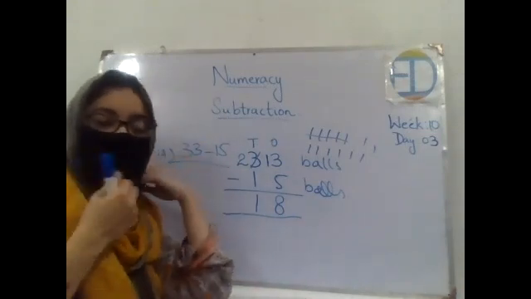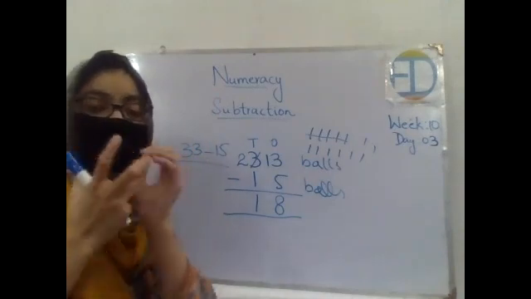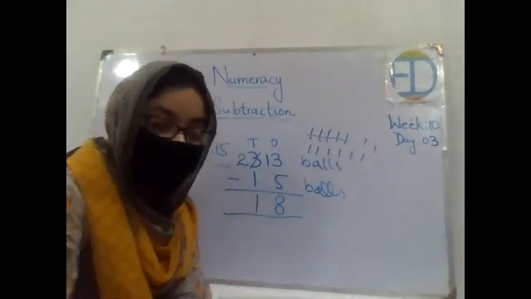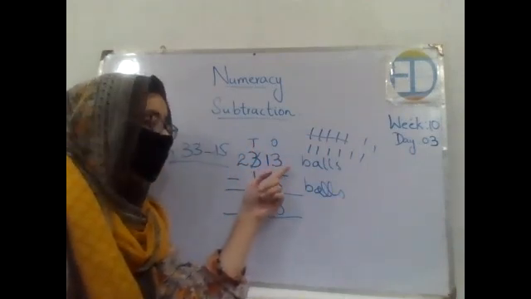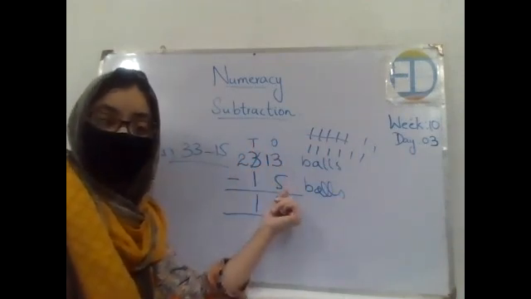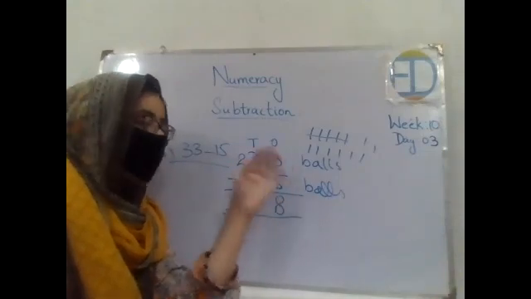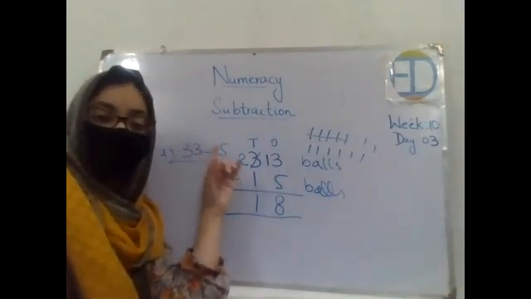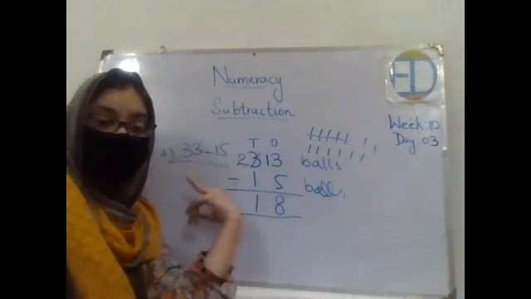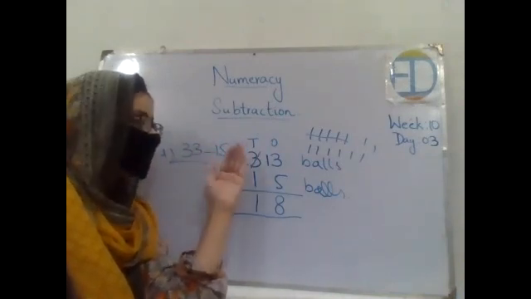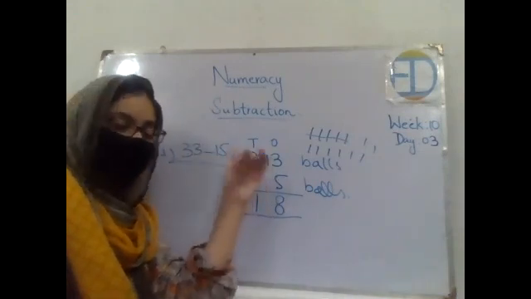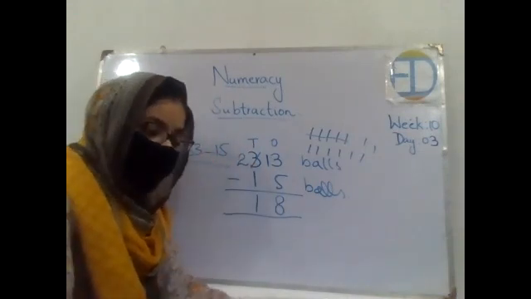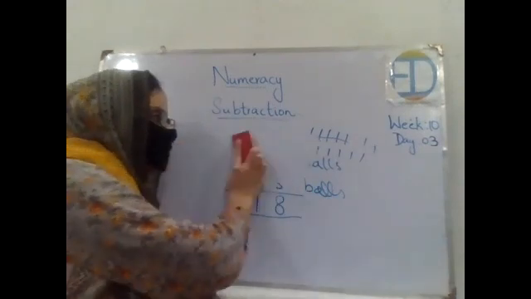Got it? So this is what we call borrowing over in subtraction: when the number on the top is smaller than the number below, we borrow from the next column, whatever the next column is. Let's say if there was a hundreds column and the tens column needed a borrow, it would take from the next column, and this is known as borrowing over. So let's practice one more question.